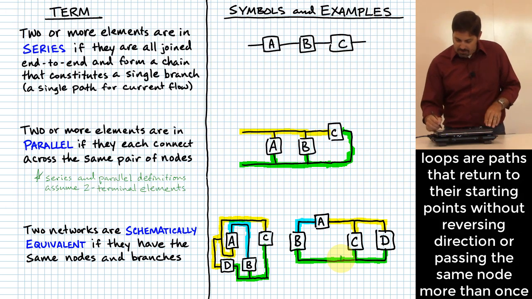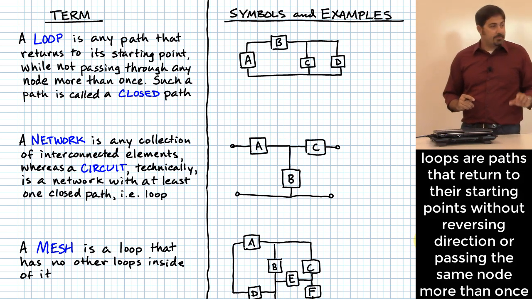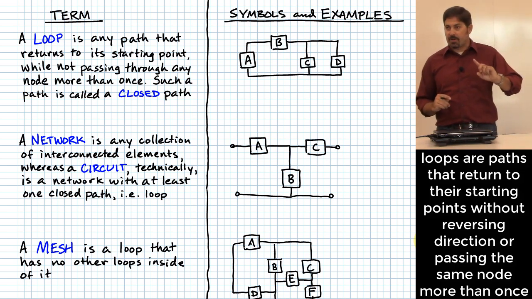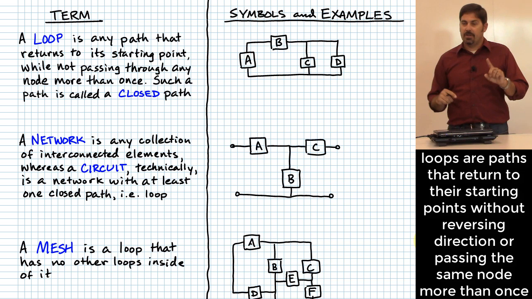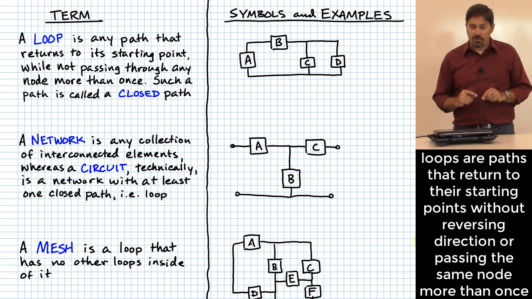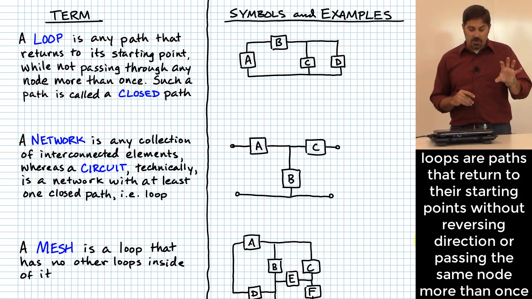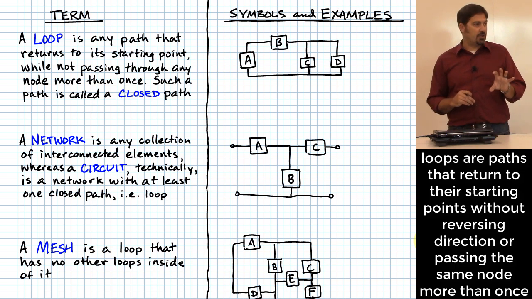All right, let's go on to another set of things. A loop is any path. Remember, we already defined a path as a place where current can go. A loop is any path that returns to its starting point while not passing through any node more than once. Okay? And if you have a path like that, that is called a closed path. Okay? And it makes this thing that's called a loop.